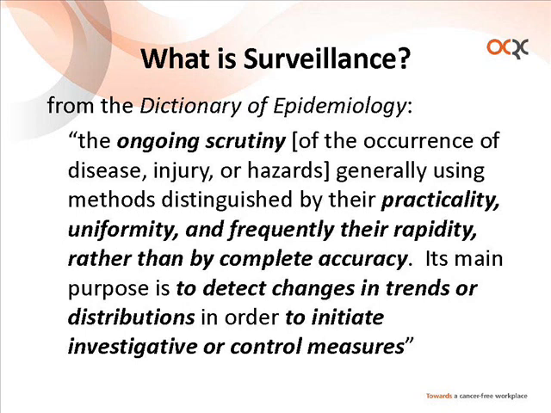This is from the Dictionary of Epidemiology, and of course then you see ongoing. One thing I like in this, which I think is true and differentiates it, is: methods distinguished by their practicality, uniformity, and frequently their rapidity rather than their complete accuracy. The idea here is that surveillance gives us quick answers, but it's not like we're trying to replicate an entire epidemiologic study or put in the resources for that. It's to give us flexible tools to answer questions.